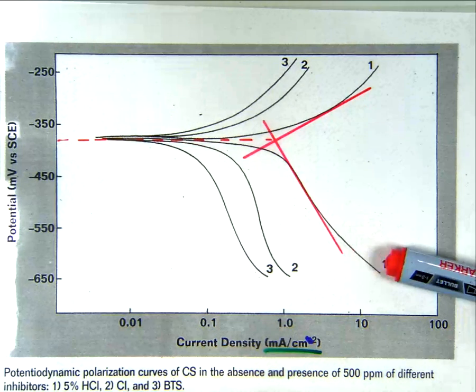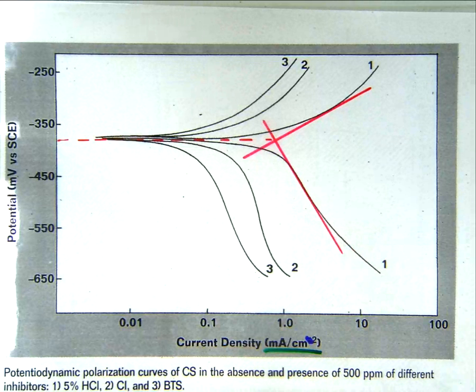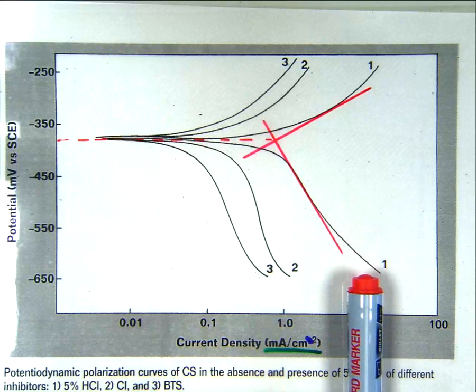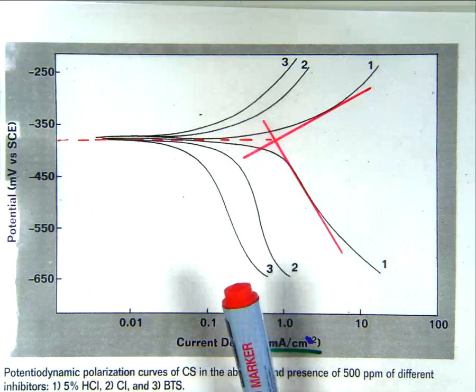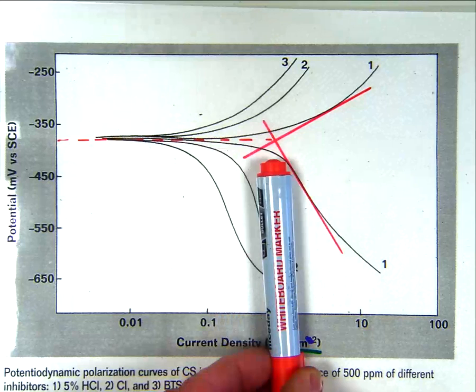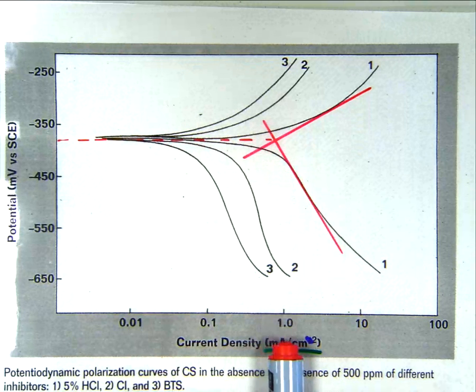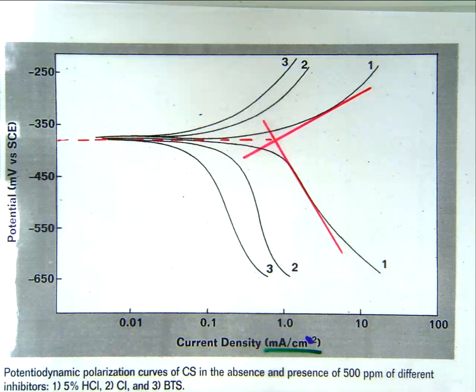The second plot is similar to the first, but has occurred at lower currents. It's shifted across a little bit. And that is the same solution, but with a corrosion inhibitor added to it. So you're getting lower corrosion currents in the second plot.